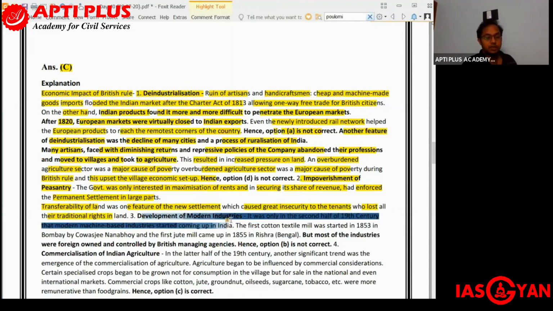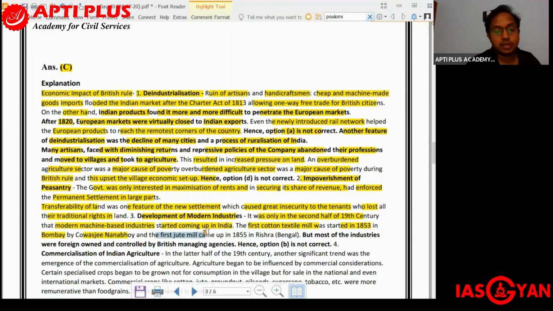So, development of modern industries: it was only in the second half of the 19th century that modern machine-based industries started coming up in India. The first cotton textile mill was started in 1853 in Bombay by Kausji Nanabhoy, and the first jute mill came up in 1855 at Rishra in Bengal. But most of the industries were foreign owned and controlled by British managing agencies.